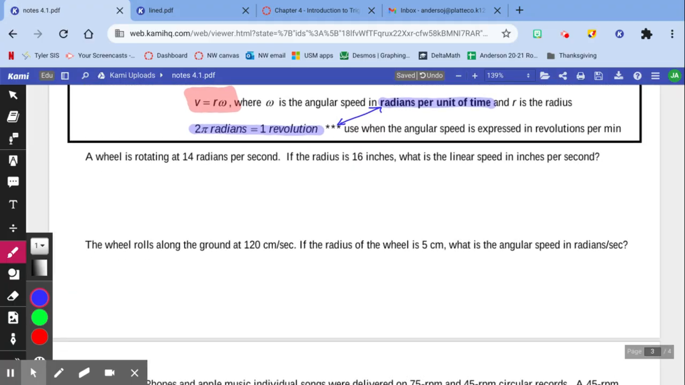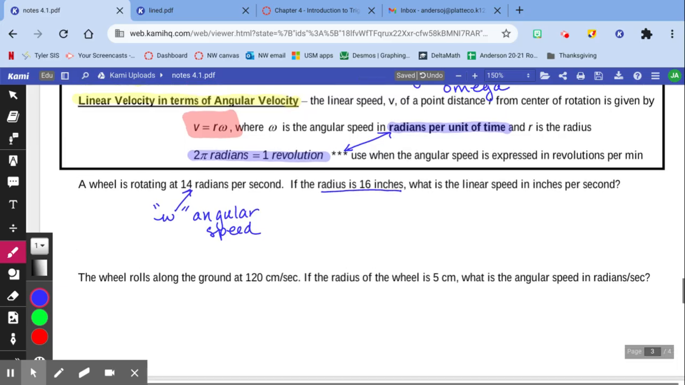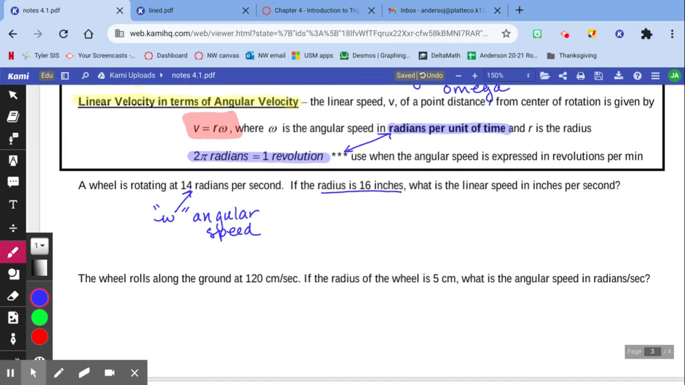If it gives it to you in revolutions, you're going to have to do some conversions. So let's go ahead and look at some examples. It says a wheel is rotating at 14 radians per second. So the wheel is rotating. That is our omega, or our angular speed. If the radius is 16 inches, what is the linear speed?